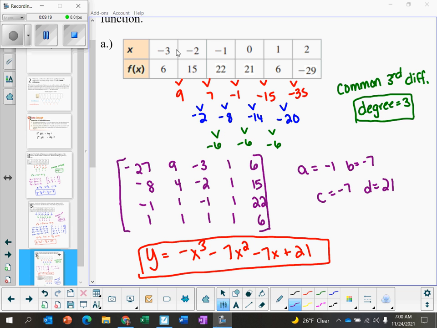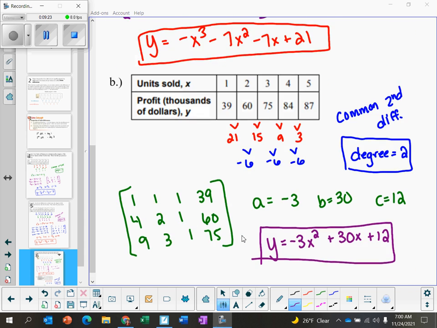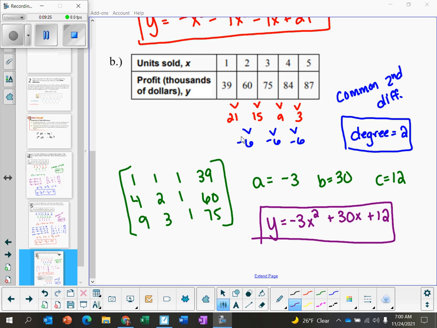It doesn't matter what 4 points you use. You should get the same answer. And then for B, I had common second differences, so the degree was 2. So here is my matrix made up from the equations that I didn't show. So I ended up with y equals negative 3x squared plus 30x plus 12. And that is day 2 of sections 2.4 and 4.9.